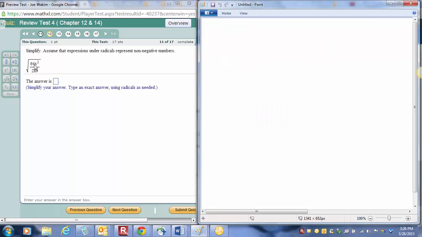Here we have 64 is a perfect square. 289. Is 289 a perfect square? We can check. Alright, let's see. 14 times 14. What is 14 times 14? 14 times 14 is 196. So we have to get a bigger number. 16 times 16 is 256. How about 17 times 17? Let's try 17 times 17. 17 times 17 is 289. Okay, so this whole thing is a perfect square, so we can simplify the whole thing.